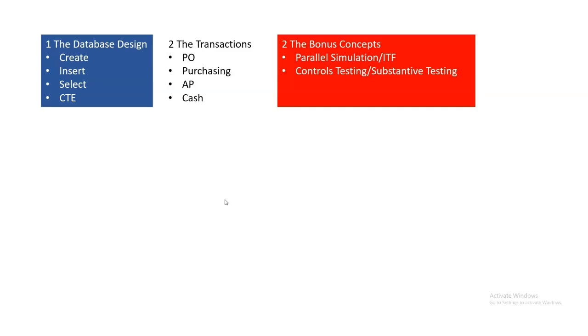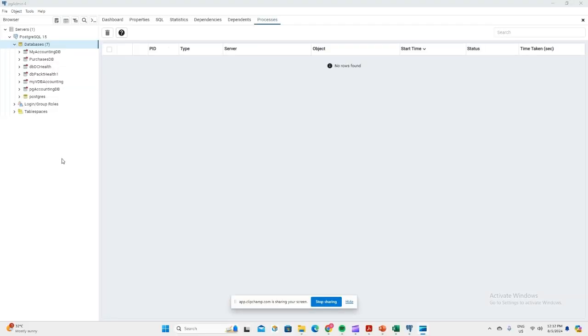So we will start with the database design, and then the SQL statements, and then the transactions from PO to cash, and the bonus concepts from auditing theory. We're back to our pgAdmin 4, the platform for our Postgres database. So let's create the database, then the tables, and then the transactions.